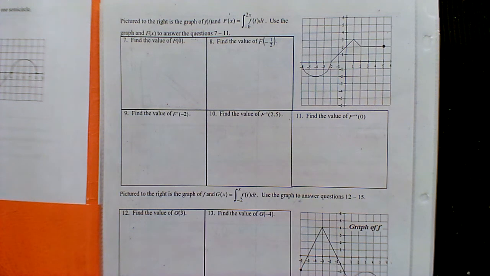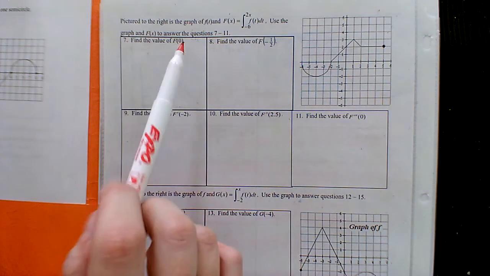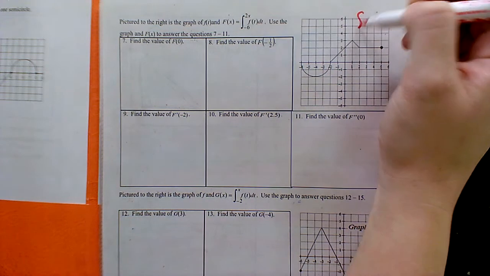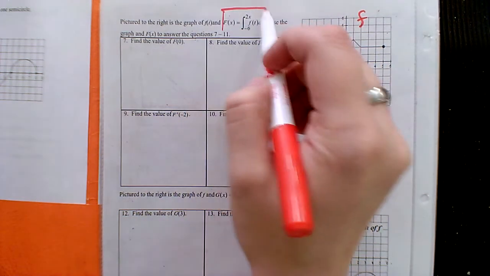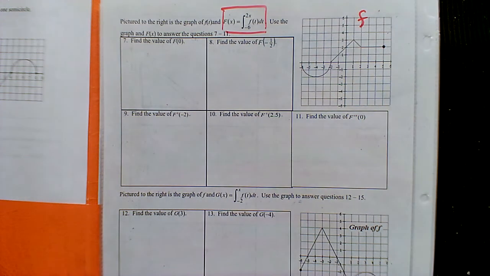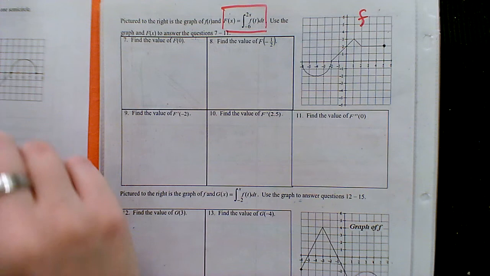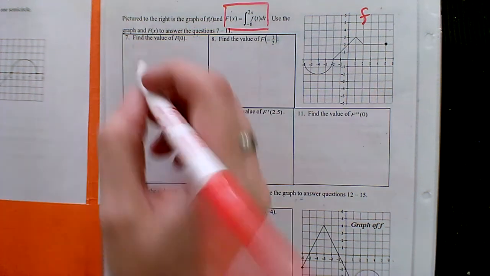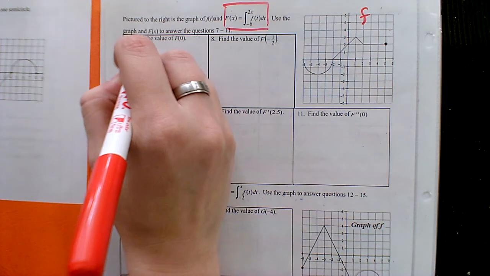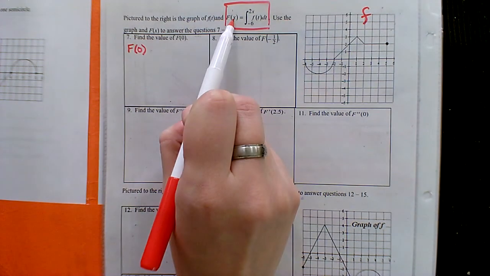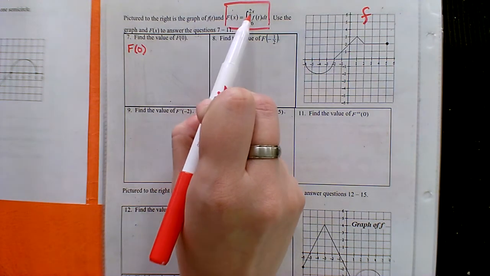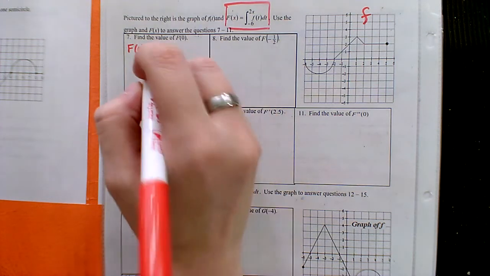All right, on page 410, let's check out the graph at the top. Let's see, picture to the right is the graph of little f, and they tell us capital F is defined as that function. Find the values of the following. Okay, so capital F of 0. That 0 is an x value for capital F. So if we were to plug that in to the capital F equation, we would get 0 as an upper bound.